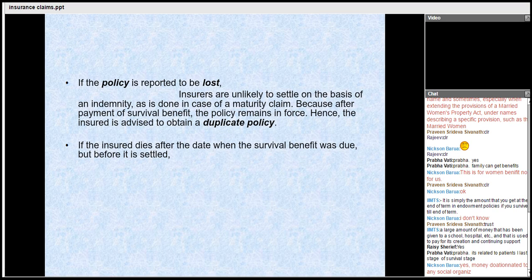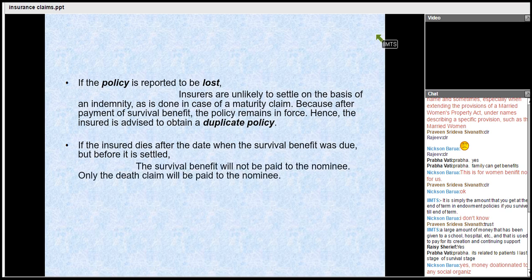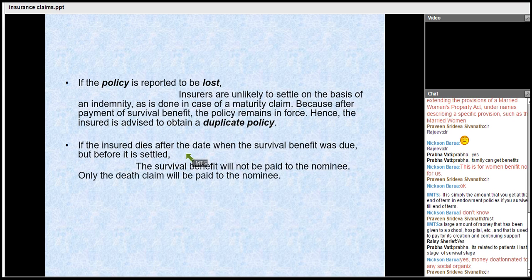Fine. So here the insurance has been taken, okay, and if the insured dies, in that case only survival benefit was due, but before it is settled, the survival benefit will not be paid to the nominee. Only the death claim will be paid to the nominee. Fine. So he won't get the survival benefit if he is dead. Fine. He'll just get the death claim.